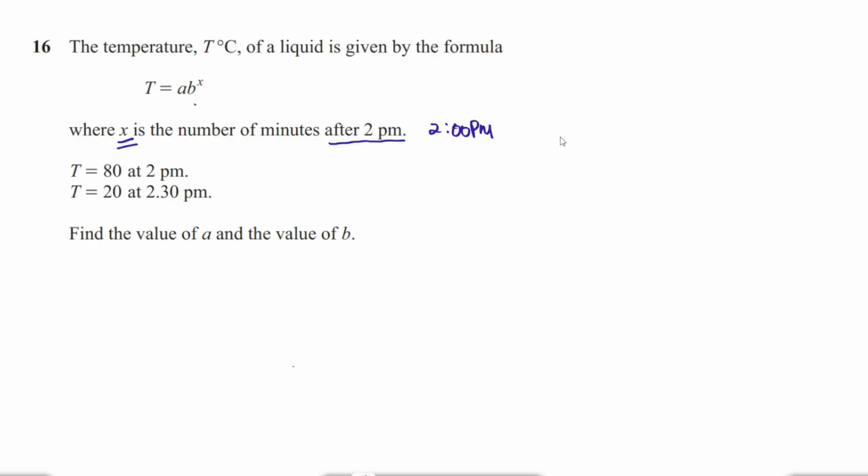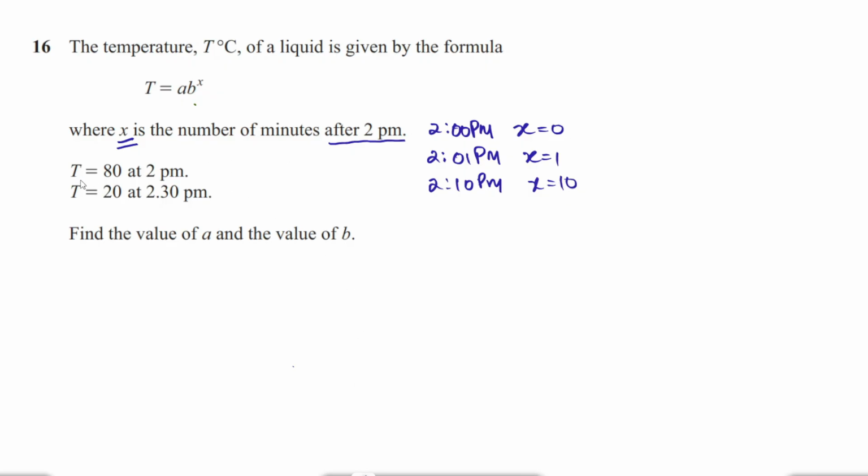That is given by X. It means X is equal to 0. If time is 2:01 p.m., it means that the number of minutes passed after 2 is 1 minute. So here X would be taken as 1. If time is, let us assume, 2:10 p.m., so 10 minutes have passed after 2 p.m. So here X would be taken as 10.